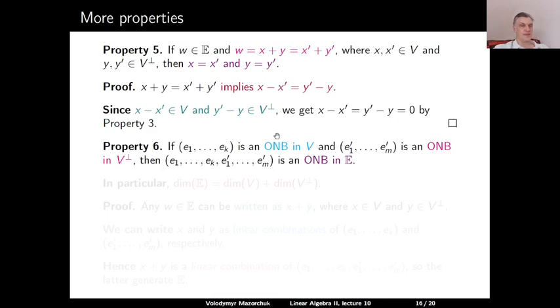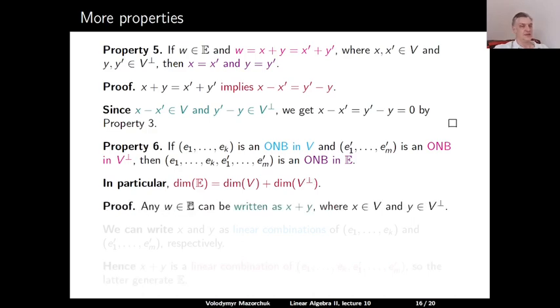Next property. If we have an orthonormal basis in V, let's say a basis e1 and so on ek, and if we have an orthonormal basis in the orthogonal complement of V, let's say a basis e1 prime and so on en prime, then uniting these two bases, we get an orthonormal basis in the whole Euclidean space. In particular, the dimension of the Euclidean space is equal to the sum of the dimension of V and the dimension of the orthogonal complement of V.